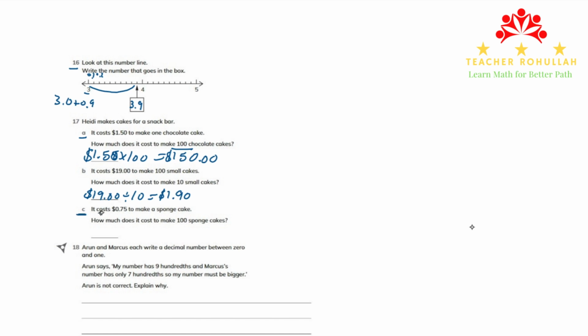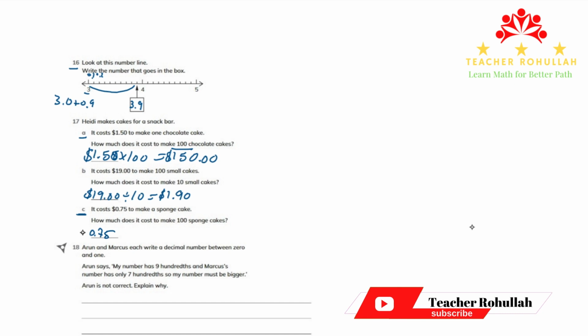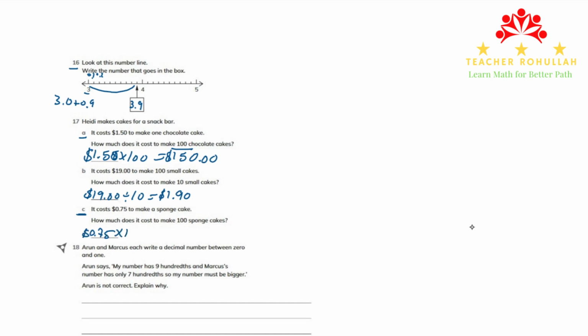In part C, it says, it costs 75 cents to make a sponge cake. How much does it cost to make 100 sponge cakes? 75 cents to make one sponge cake. If you multiply it by 100, we will get $75. To make 100 sponge cakes, it costs $75.